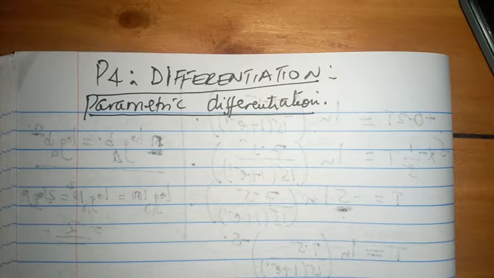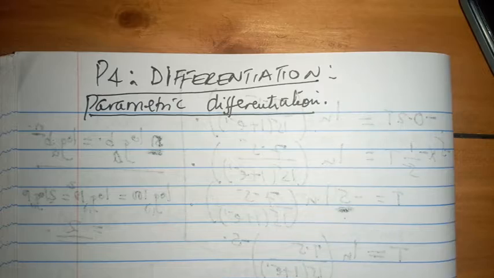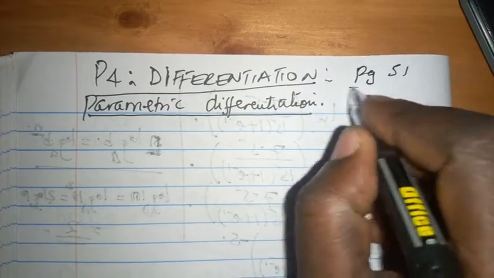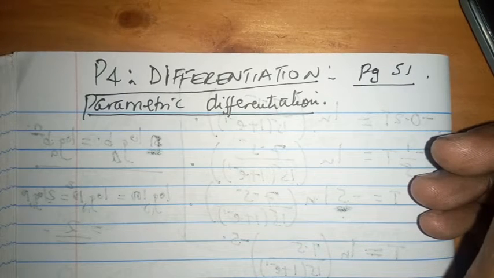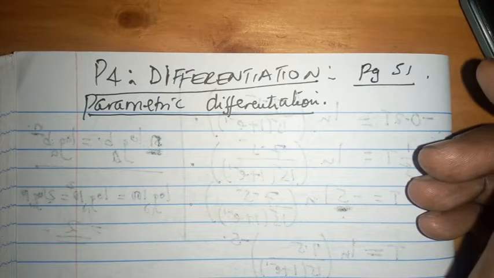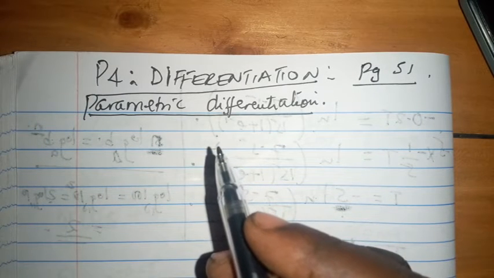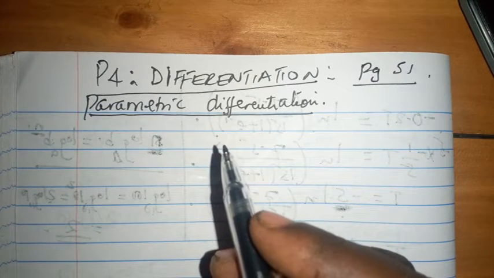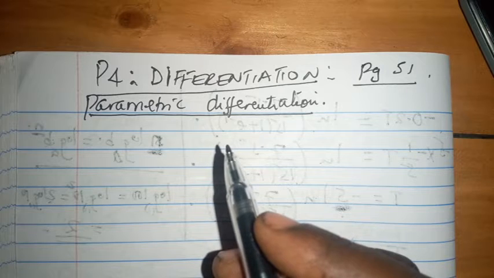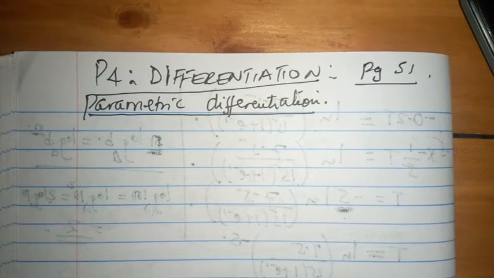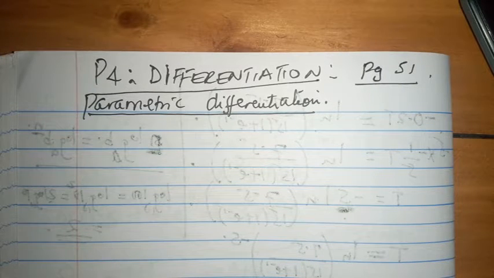I want to introduce topic or chapter number 5 in Pure Mathematics 4, and we are looking at page 51. This is the topic called differentiation, and the very first subtopic of that topic is parametric differentiation. I want to explain what parametric differentiation is.